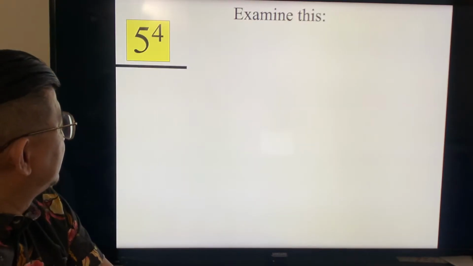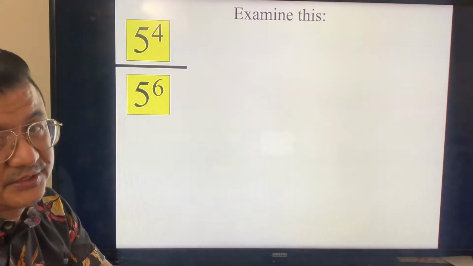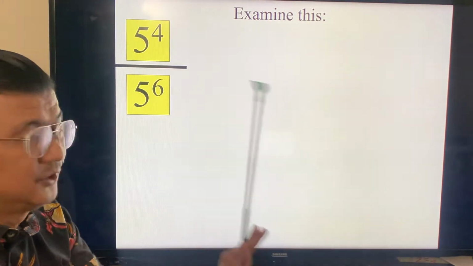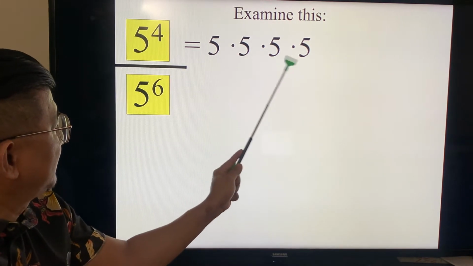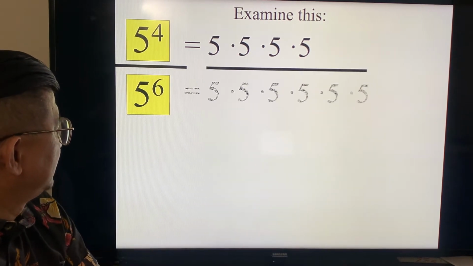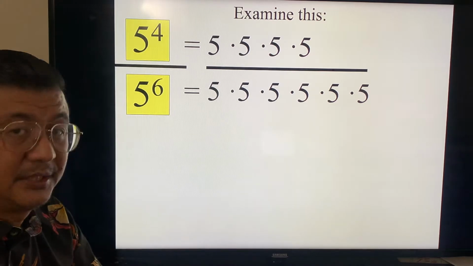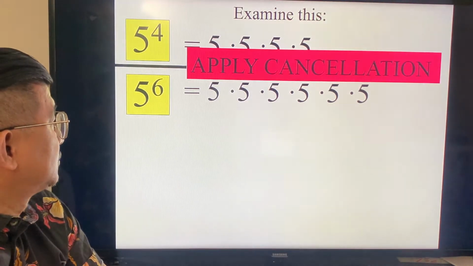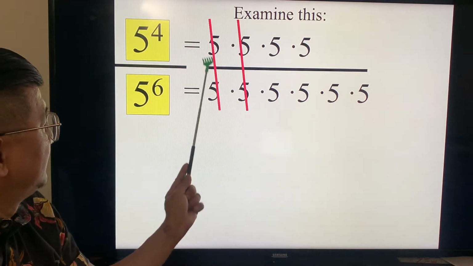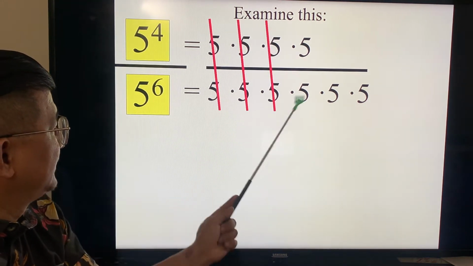5 to the 4th divided by 5 to the 6th. Let's do expanded notation first. I expand 5 to the 4th as 5 times 5 times 5 times 5. 5 to the 6th, I write it 6 times, then multiply them. Next, we can cancel out because the value is 1. The value of 1, the value of 1, the value of 1.